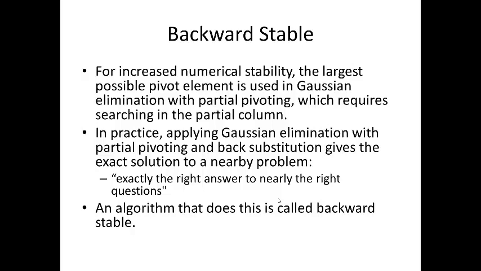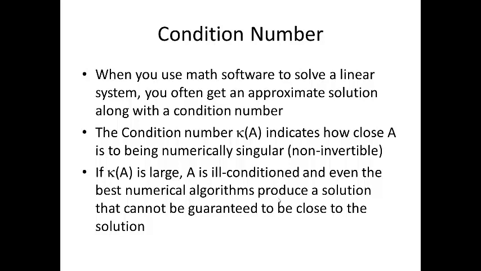Last but not least, when you use math software to solve the linear system, you often get an approximate solution along with something called a condition number. This condition number, kappa of A, indicates how close A is to being numerically singular. That means a non-invertible matrix. If kappa of A is large, A is ill-conditioned, and even the best numerical algorithms produce a solution that cannot be guaranteed to be close to the true solution. So, for example, if you're using MATLAB and you want to solve a system, you would solve it using the backslash command. For example, x is equal to A backslash b, and from that you would get an approximate solution along with a condition number.